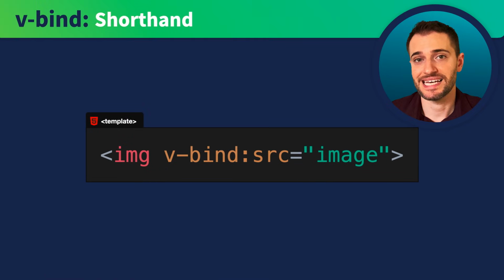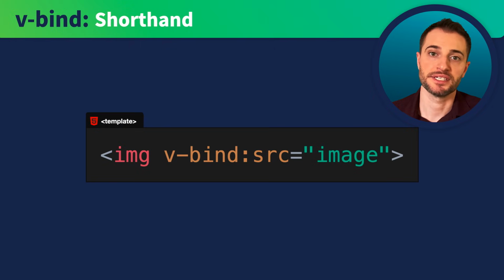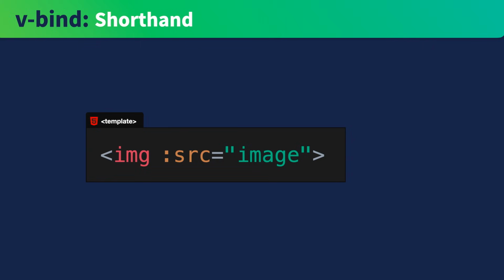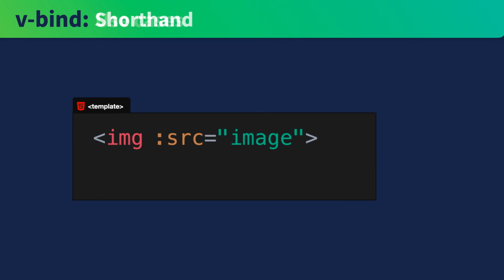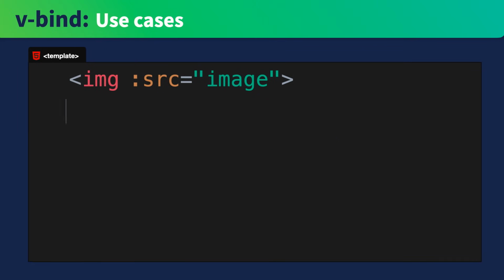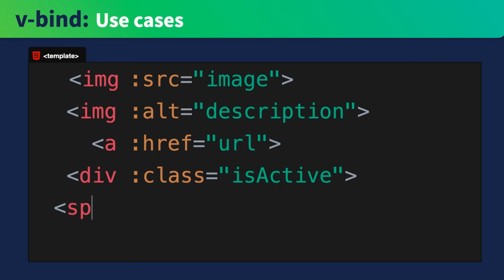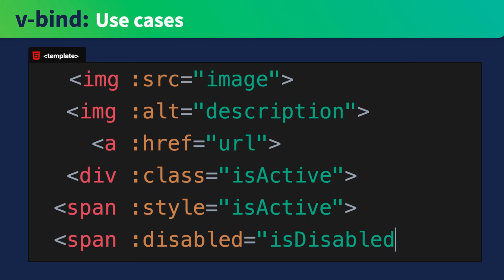Using v-bind to bind to attributes like this is super common. So common that there is this shorthand for v-bind, and it's just the colon, like so. And as you can imagine, since there's so many different HTML attributes, there's a lot of use cases for v-bind. For example, you might be binding a description to an alt attribute, binding a URL to an href, binding some dynamic styles to a class or style attribute, disabling a button with v-bind, and so on.